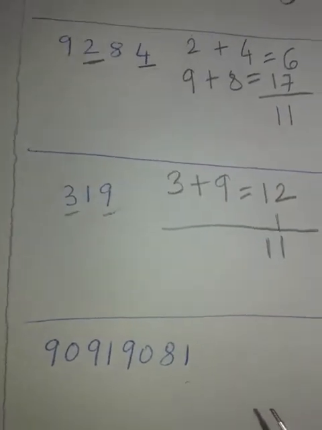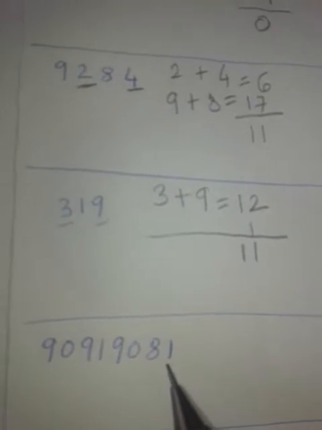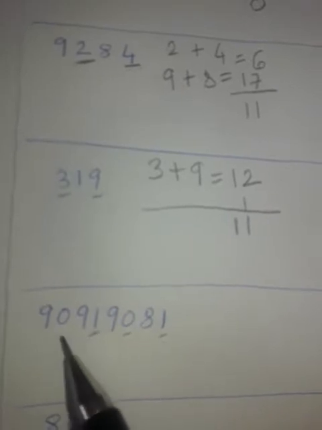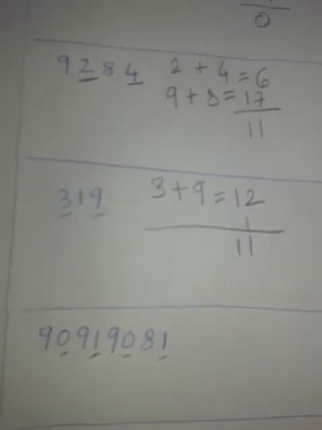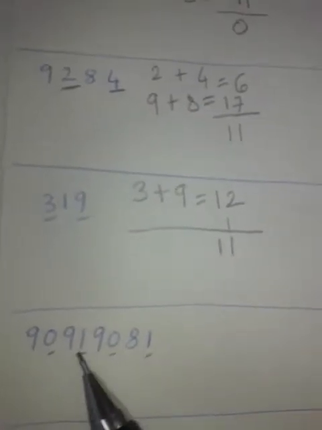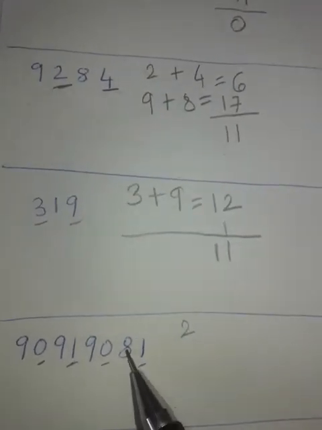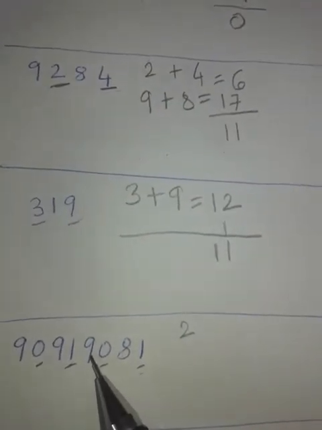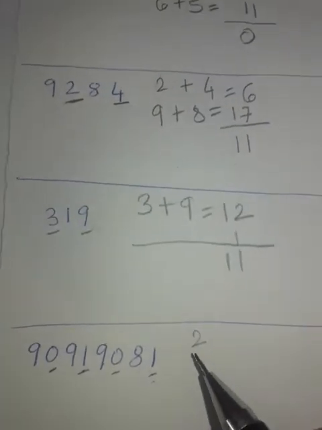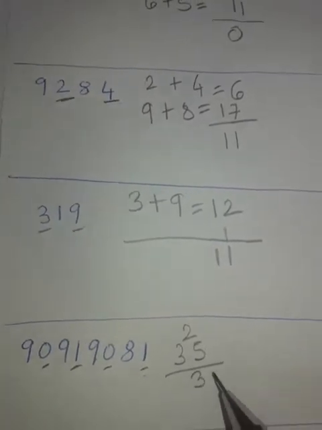Now I have taken a big example, a big number, so that the concept becomes clearer. Marking alternate numbers: 1, 0, 1, 0. See, as far as possible, try to do it orally so you save your time. 1 plus 0 plus 1 plus 0, that is 2. And for the rest, 8 plus 9 is 17. 17 plus 9, 26. 26 plus 9 is 35. 2 and 35. Their difference is 33.